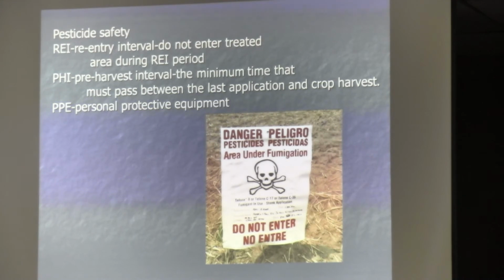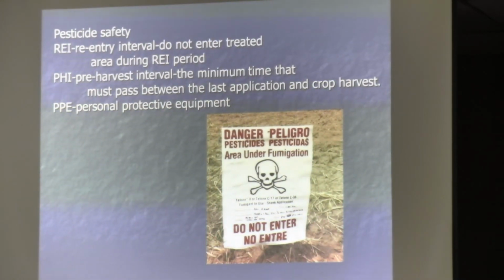So if I made a pesticide application at 7 o'clock tonight, and the re-entry interval was 12 hours, that means I cannot, or nobody can, go back in that field until 7 a.m. the next morning, unless they're wearing the proper PPE, which is what you have to wear while applying. PPE stands for personal protective equipment. It can vary based on what product you're using.